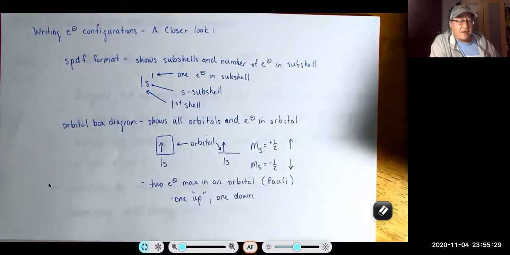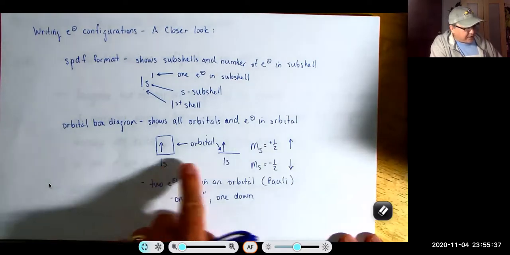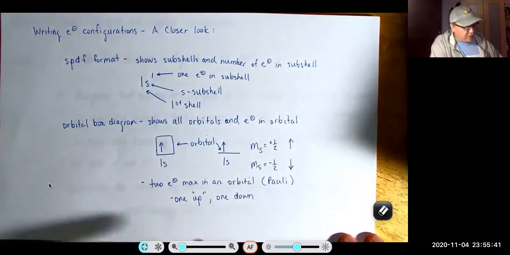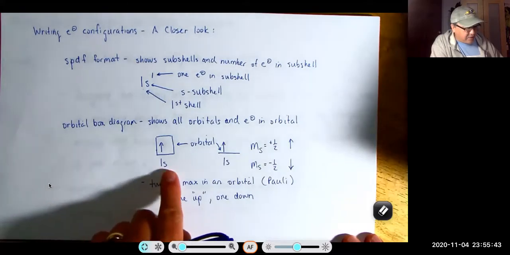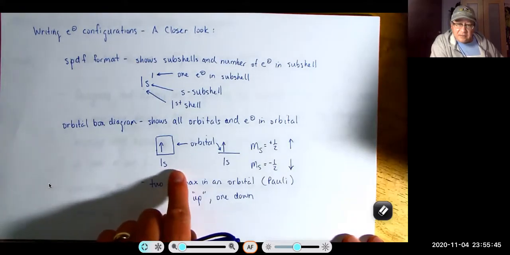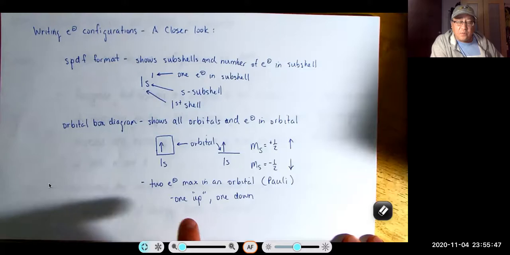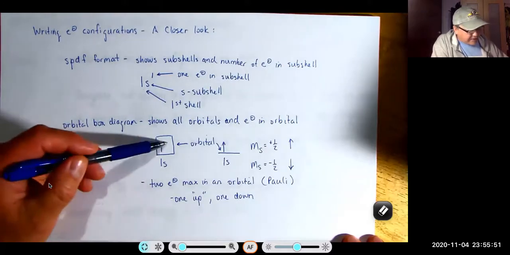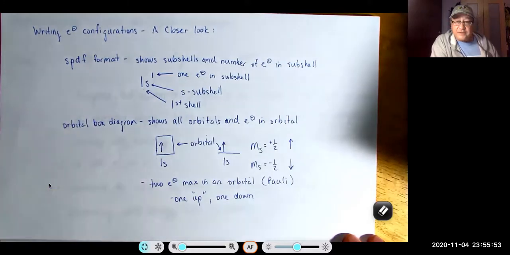And that means m sub s is plus 1/2. Now, remember, the Pauli exclusion principle says no 2 electrons in an atom can have the same set of quantum numbers. So let's say we were going to put another electron in here. We could not put another arrow going up because that would mean you'd have a 1, 0, 0, plus 1/2 and another 1, 0, 0, plus 1/2. But you can put an arrow going down because then you would have a 1, 0, 0, minus 1/2.